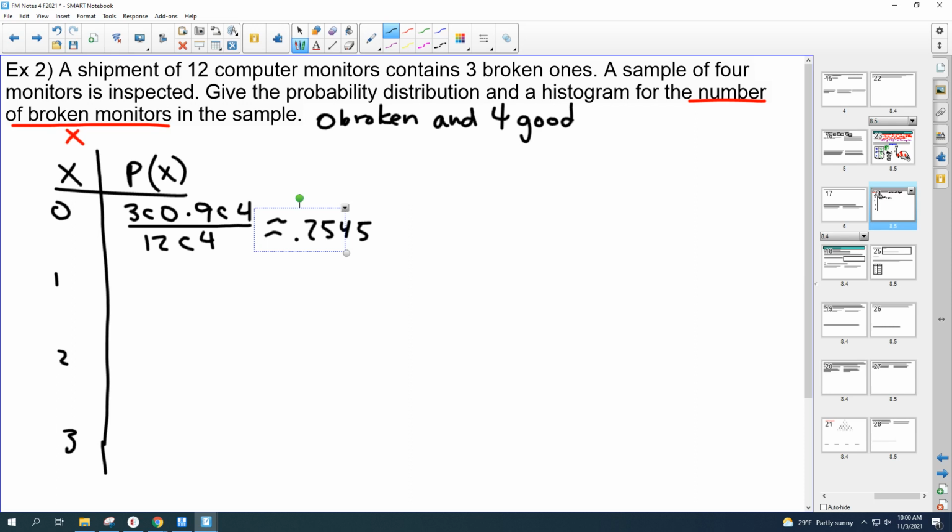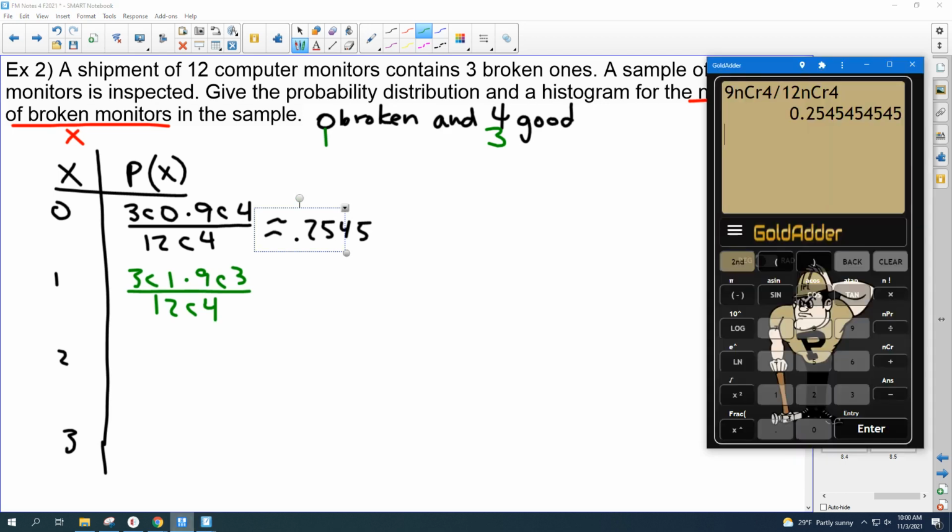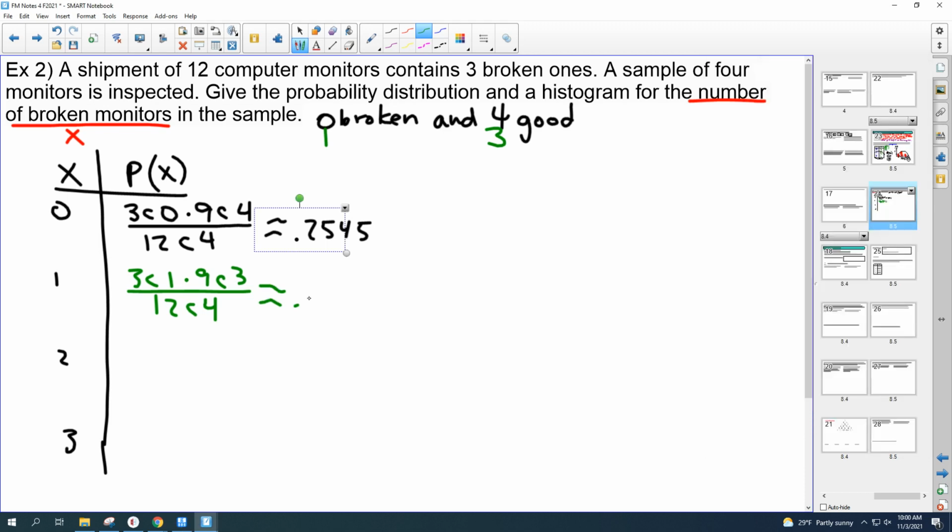I feel like once you get the first one going, it's pretty easy to get the next one because the next one is like 1 broken and 3 good, right? So we've got 3 choose 1 for the broken and 9 choose 3 for the good ones out of 12 choose 4. So again, we can type that in. 3 choose 1 times 9 choose 3 divided by 12 choose 4. 0.5091. Okay, so far so good.